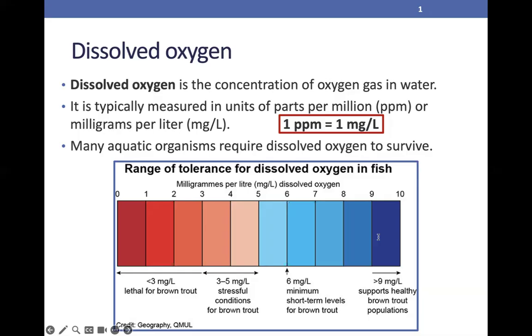For example, the figure on the bottom of the slide shows dissolved oxygen tolerance ranges for brown trout. If oxygen is less than 3 milligrams per liter, trout will die. Brown trout survive best at dissolved oxygen levels of 9 milligrams per liter or more.